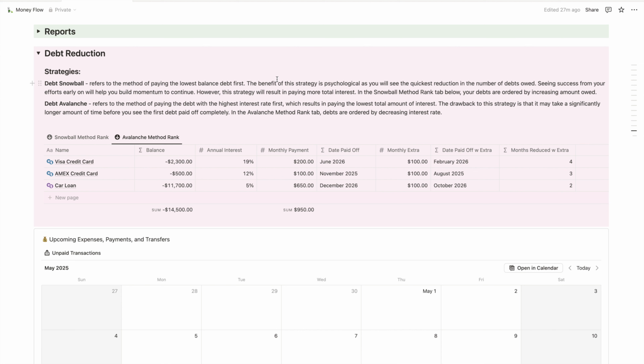A nice baseline, well, not so nice, but a good reality check is to put the minimum payment numbers in the monthly payment column and see when all the debts will be paid off. Next, figure out how much extra you might be able to afford in a month and put that number into each row to see how it affects the projected paid off date. The month reduced with extra shows how many months sooner you could pay off the debt by paying this extra amount monthly.